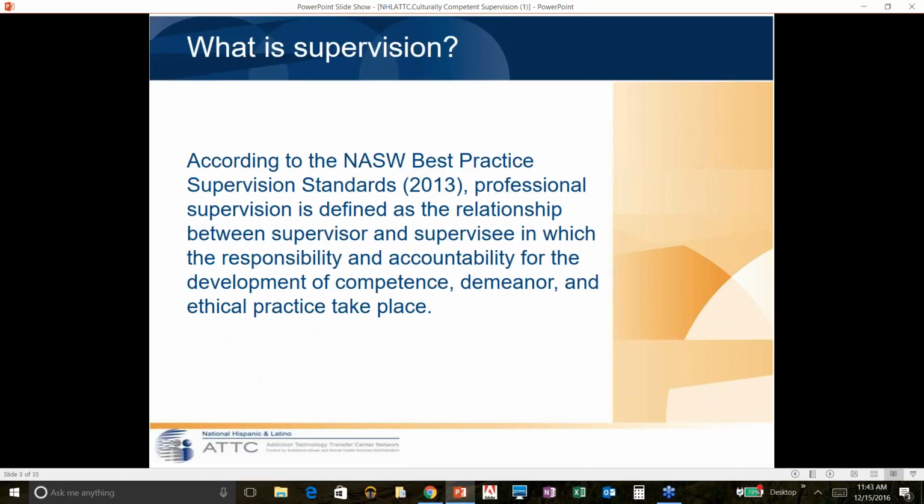And so first of all, let's do a couple of definitions so we're all clear on what we're talking about. So supervision, according to NASW best practice supervision standards, and many different professions have different standards, professional supervision is defined as the relationship between a supervisor and a supervisee in which the responsibility and accountability for the development of competence, demeanor, and ethical practice take place.